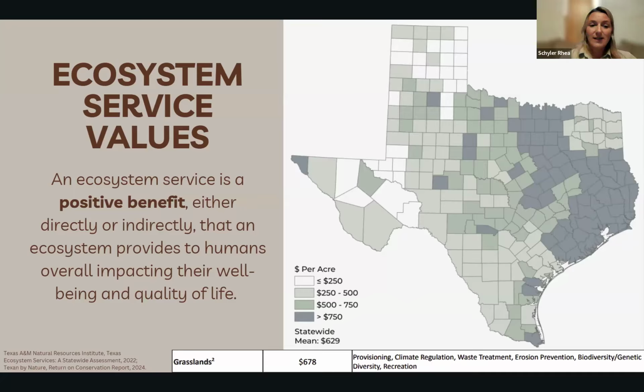The other source that I provided is through Texan by Nature, which is a recent report that they just released for return on conservation. They do a really good job of discussing not only how investing in ecosystems can provide an overall greater return because of the ecosystem services that they provide, but they also break it down into the values of those ecosystems too.